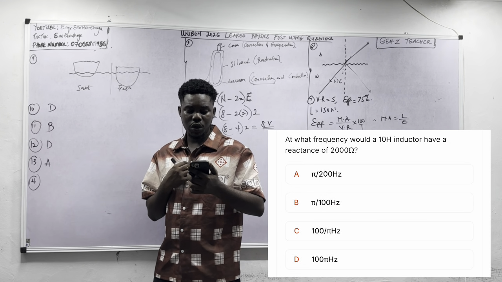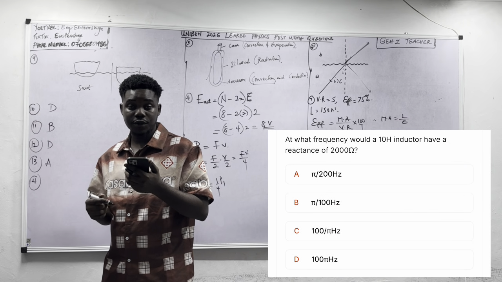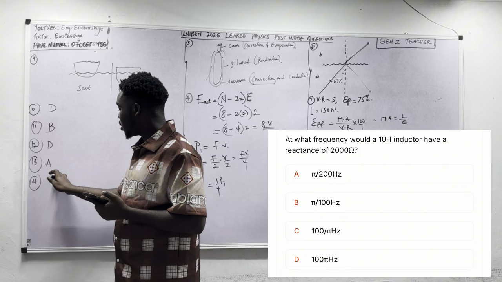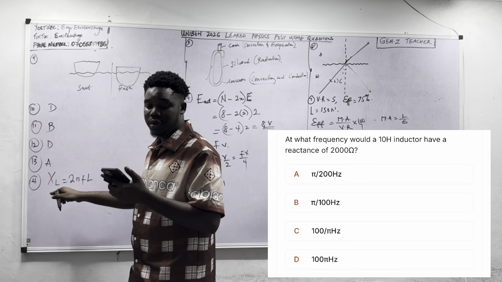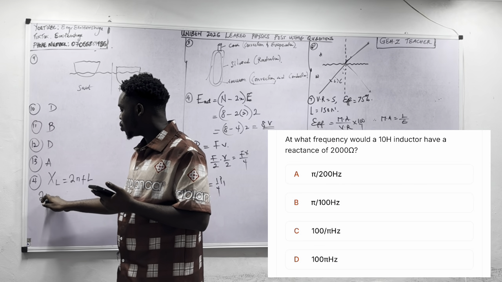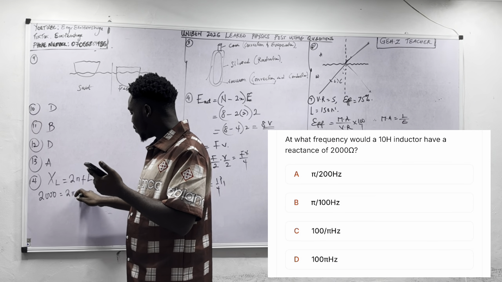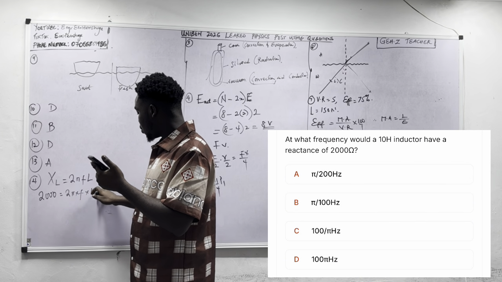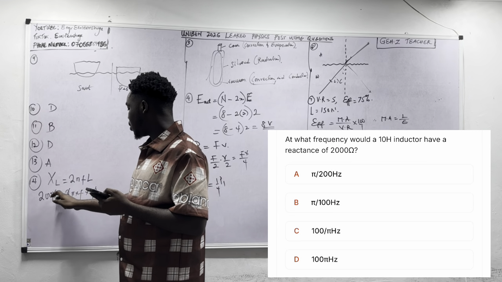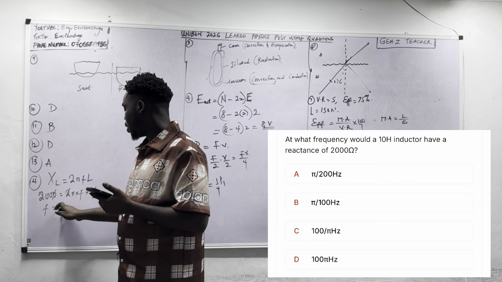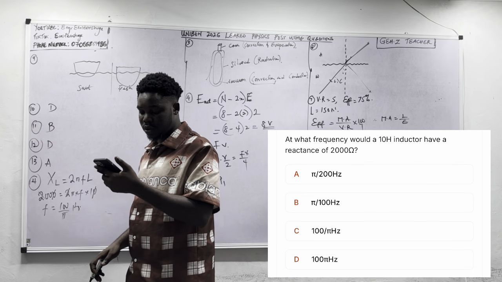Number 14, at what frequency would a 10 Henry inductor have a reactance of 2000 ohms? Now recall, the inductive reactance is 2 pi FL. Now they give you the reactance as 2000 ohms. We're going to say 2000 equals 2 pi times the frequency we are looking for, and the inductance was 10. Quickly, 10 takes out the 0, and 2 here takes out the 2. So F should be 100 over pi hertz as your answer, option C.